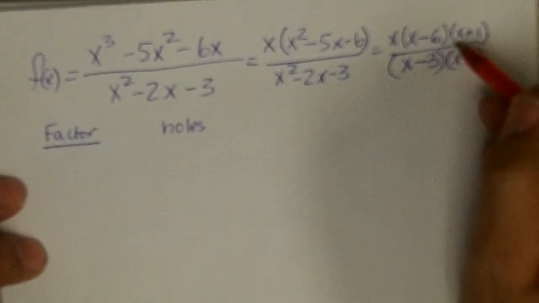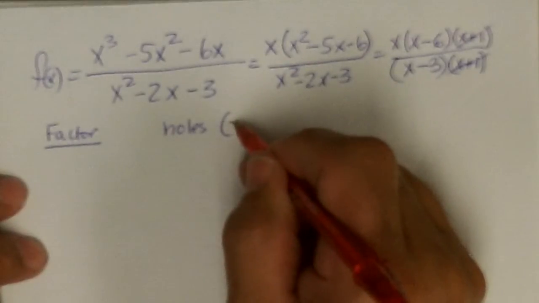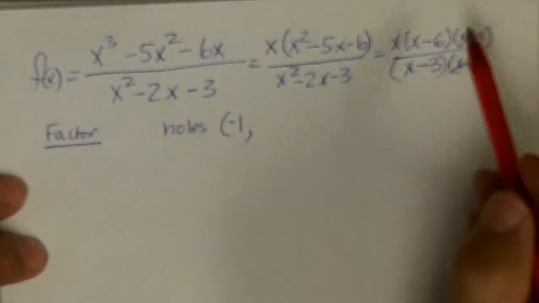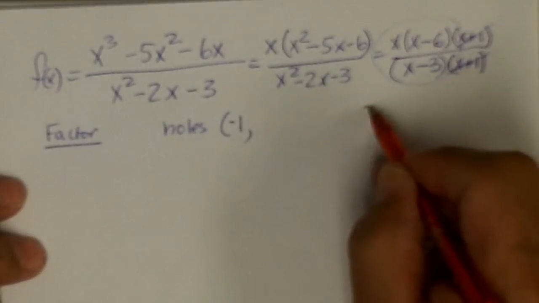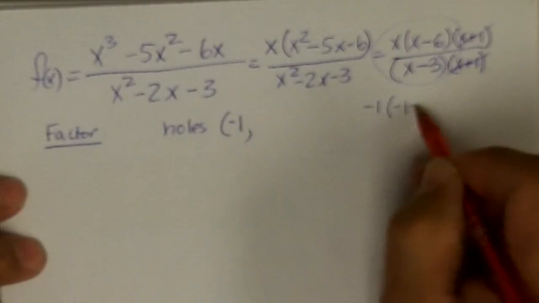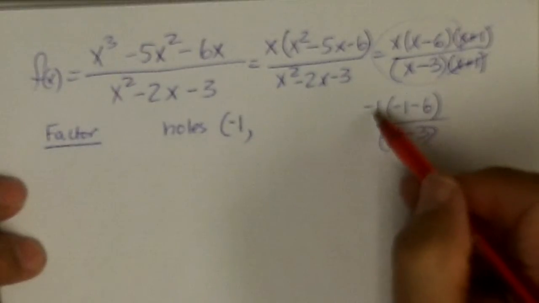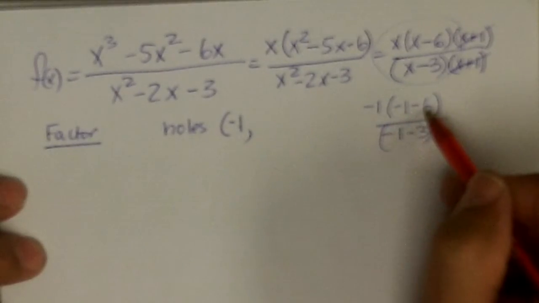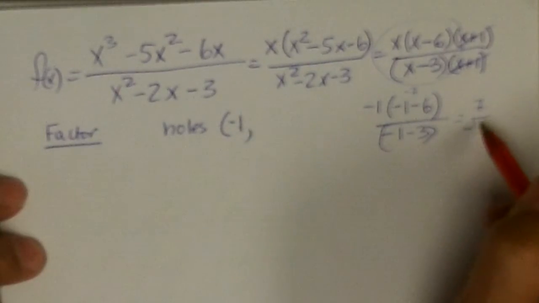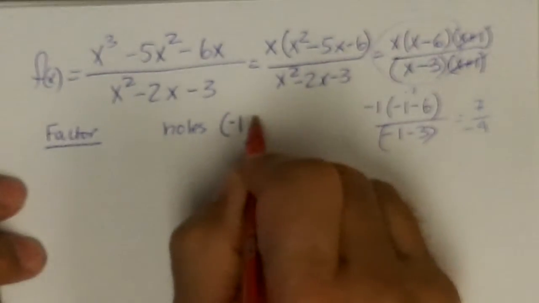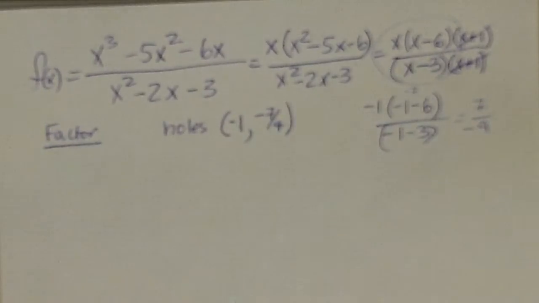So now in this factored form, these cross out. So there's a hole at -1 in the x. And to find the y value, you put -1 into what's left. So that'd be -1 times -1 minus 6 over -1 minus 3. So that's -1 times -7, or 7, divided by -4. So it's -7/4. That's where the hole is located.